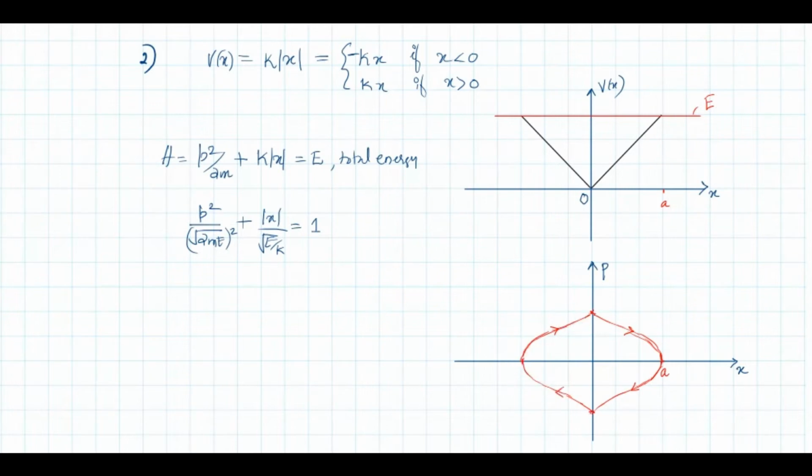If you take another value for energy, then the phase space diagram will be something like this. Now I will plot this for some values of k, E and m.